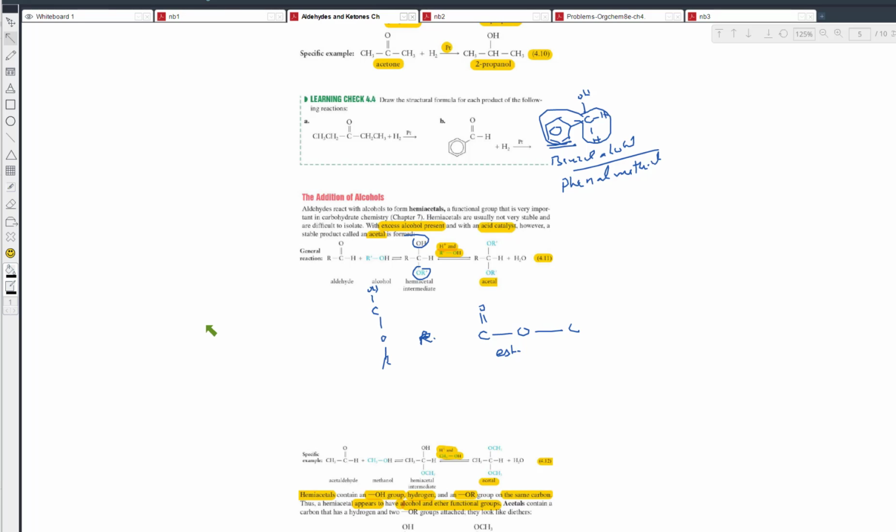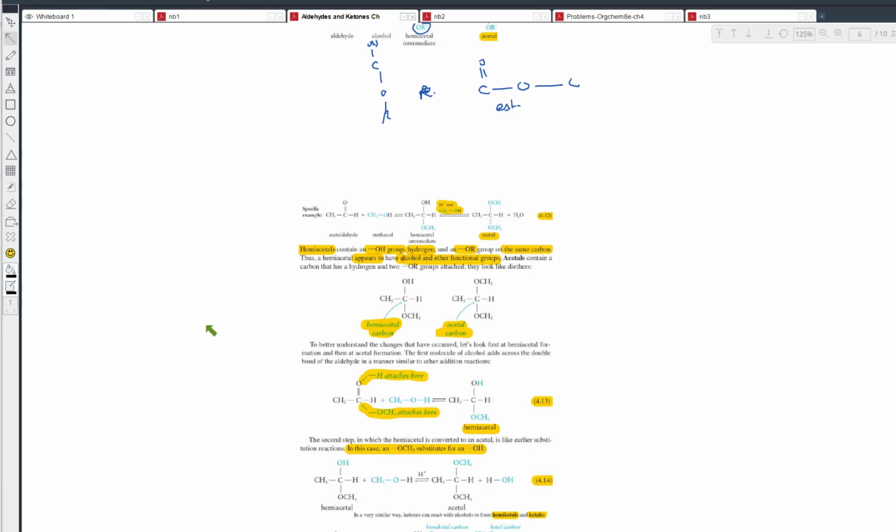Now in the next step, you are adding another molecule of alcohol, and now both OR groups are on this side and this side. This is called acetal, because two OR groups, two ether groups, are attached to the same carbon. If one ether group and one alcohol group are there, then hemiacetal. The reaction does not stop, it goes until you get acetal. This is an aldehyde-specific example.